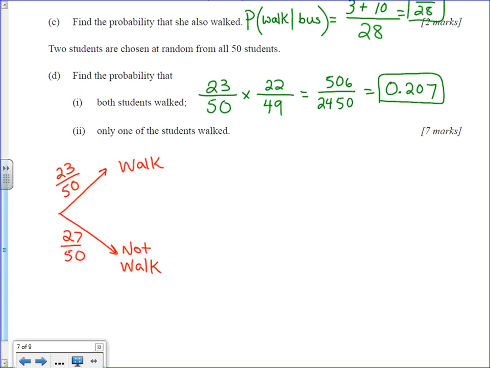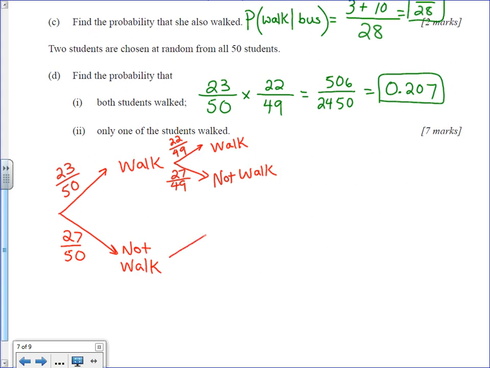The two numbers on that tree should always add up to 1. Now, given that the kid walks, we're moving on and picking our second kid. First kid was a walker. If we go in for the second kid, the probability of getting another kid that walks would be 22 out of 49, the fraction we just figured out. Or the probability of getting a kid that doesn't walk would be 27 out of 49. Again, that should add up to 1, which it does. 27 out of 49 because it was 27 kids that don't walk from the beginning, but now there's only 49 to choose from because we just took out a walker.